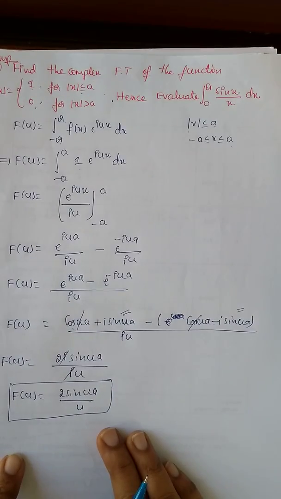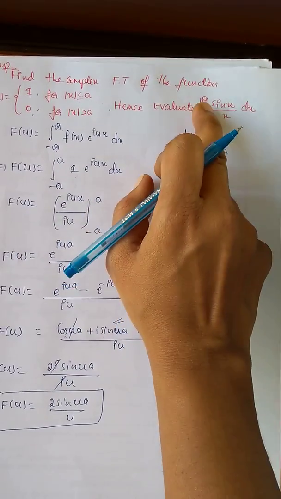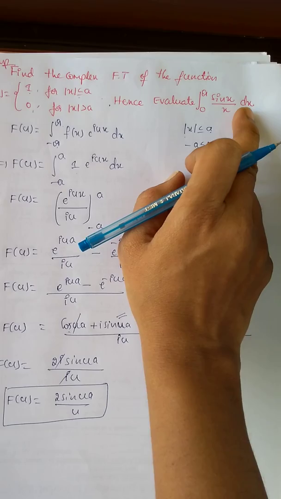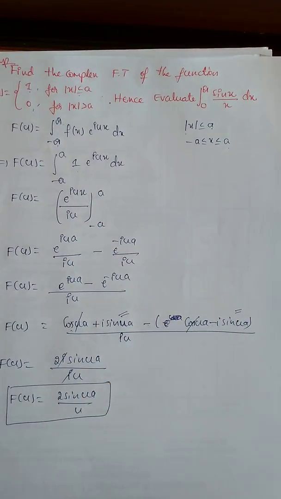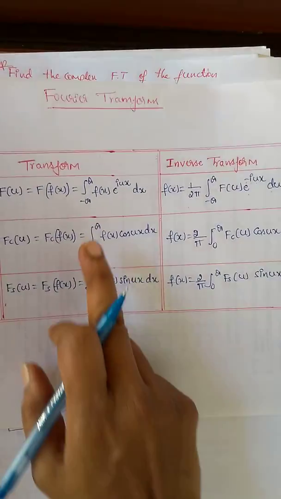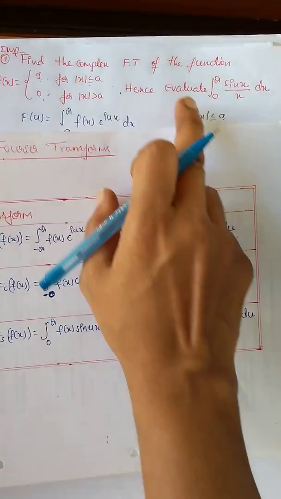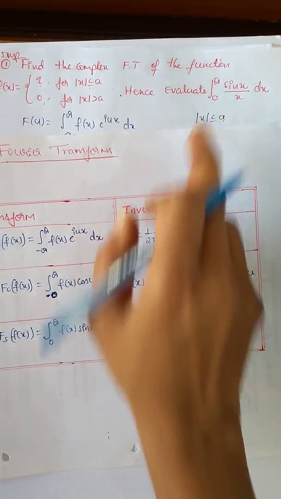This answer is enough. But if the same question asks to evaluate the integral from 0 to infinity of sin x by x dx, usually the evaluate part we have to solve by using the inverse Fourier transform formula. Okay, this is the inverse Fourier transform formula. Using this formula I am going to evaluate the second part.